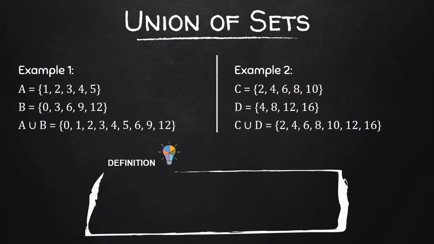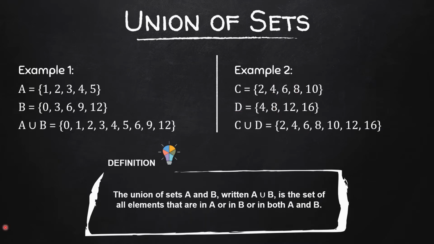Now, let's define the union of sets. The union of sets A and B, written A union B, is the set of all elements that are in A or in B or in both A and B. To make you understand it more, we will have another example.